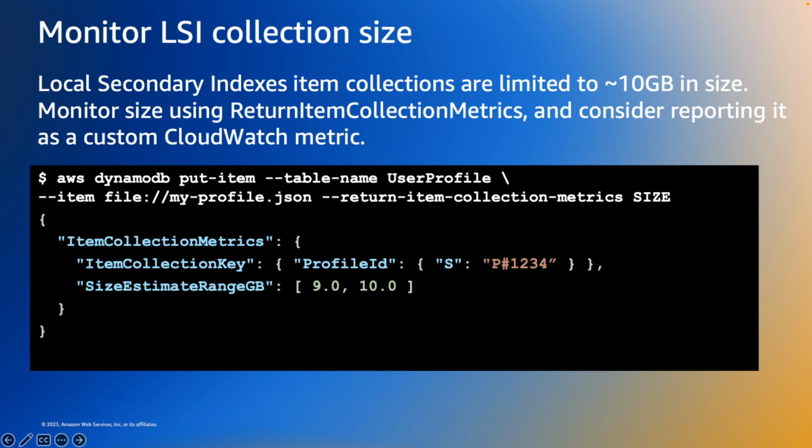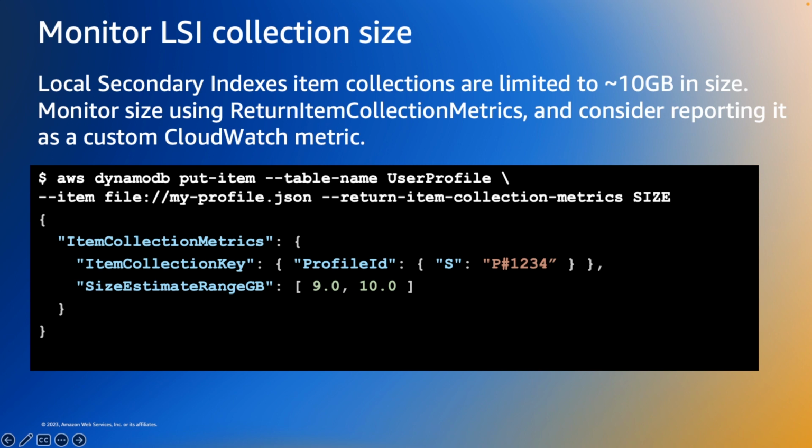This is how you do it. You do put item, you return the item collection metrics, and you get an estimated size range in gigabytes between 9 and 10. Like I said, this is approximate. So some customers have contacted us saying, hey, we're seeing an estimated size range of between 15 and 16 gigabytes. And we're like, yes, that's technically true. That can happen. The thing is, over 10 gigabytes, you're eligible to get that error. You don't know when it's going to come, so be sure you're monitoring it. And as soon as you start getting close, consider closing off that collection, creating a new partition key, deleting data, removing the LSI sort key attribute from the items so they're no longer indexed.